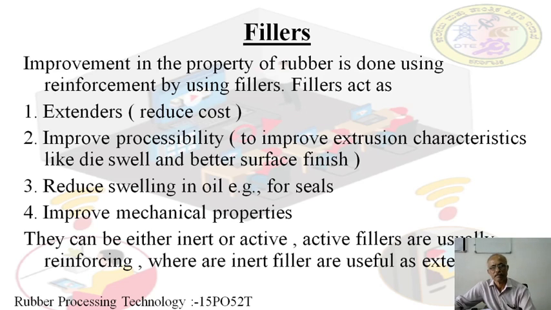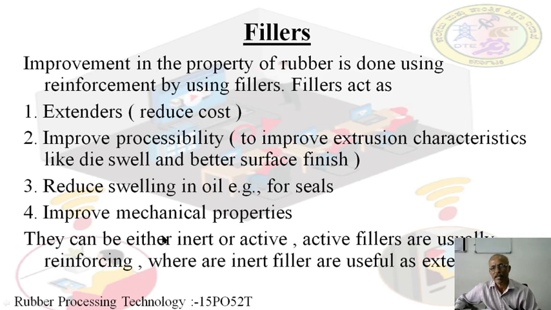Next comes fillers. Improvement in property of rubber is done using reinforcement by using fillers. Fillers act as extenders, that is, they reduce cost. Second, improve processability, to improve extrusion characteristics like die swell and better surface finish. Third, reduce swelling in oil, for example for seals. Fourth one, improve mechanical properties. They can be either inert or active. Active fillers are usually reinforcing, whereas inert fillers are used as extenders.